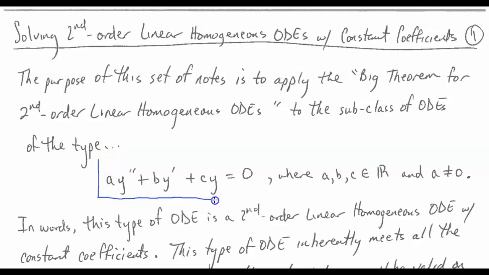So in general, this is what the equation looks like. Notice that our first term will be some real number times the second derivative of a function plus another real number times the first derivative of some function plus another real number times the actual function. And of course, what makes it homogeneous is that it equals 0.